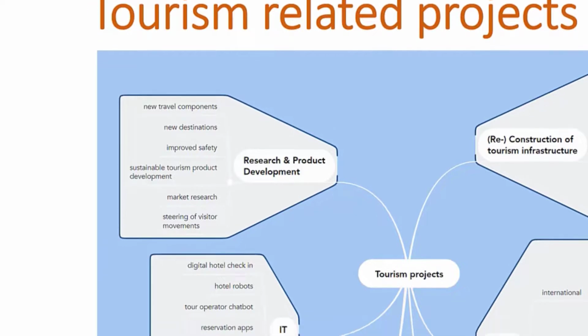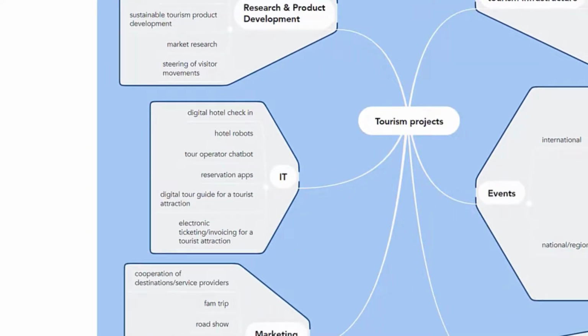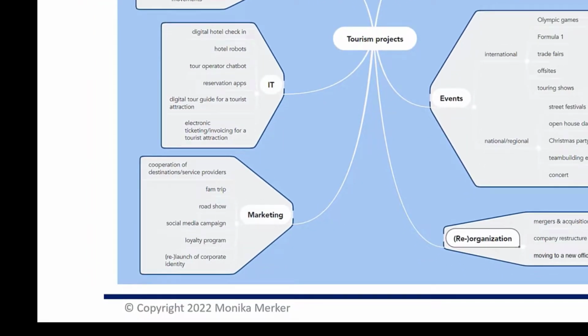There's also a lot of IT projects in tourism, like, for example, the development of digital hotel check-in, hotel robots, tour operator chatbots, reservation apps, digital tour guide for a tourist attraction, electronic ticketing, invoicing for a tourist attraction. And then there are also marketing projects, like cooperations between destinations and service providers, fam trips, roadshows, social media campaigns, loyalty programs, or the launch or relaunch of corporate identity.